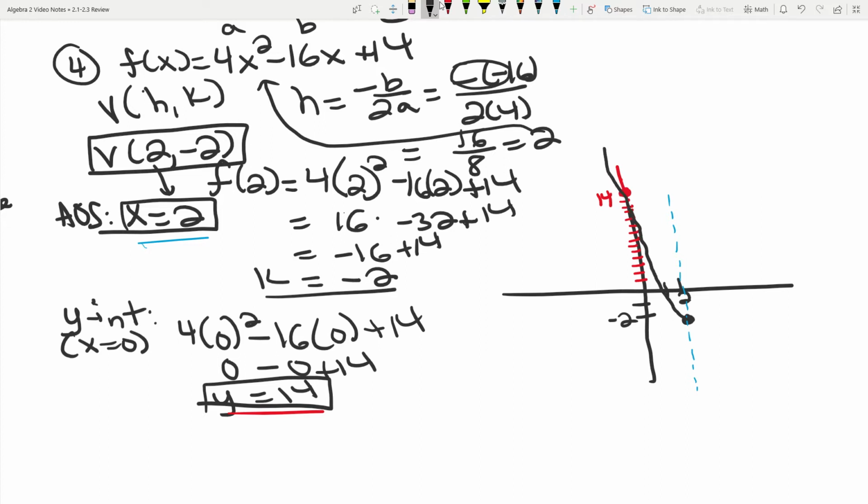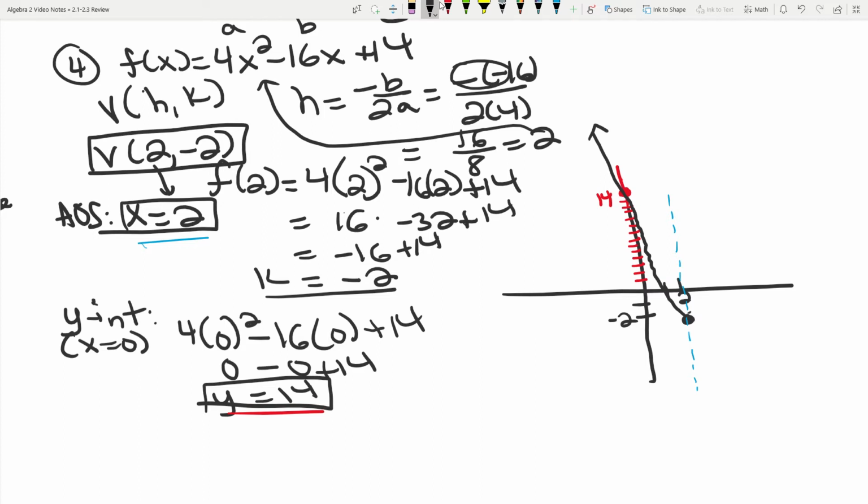So basically it cuts through 14. It's not a very good graph, so let's do the best we can. Let's see if we can do a little bit better. Something like that. It's very skinny. It's a very skinny looking graph.